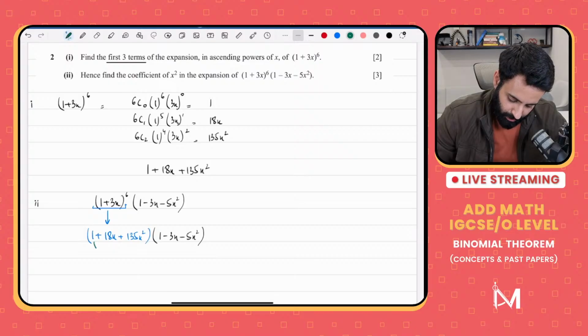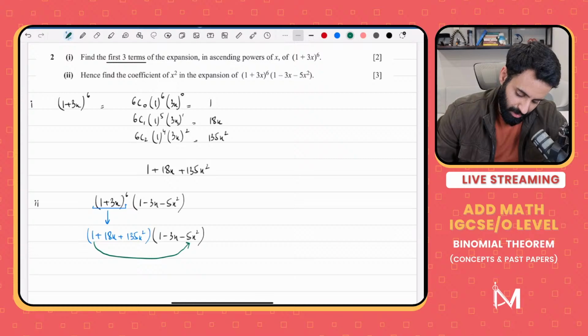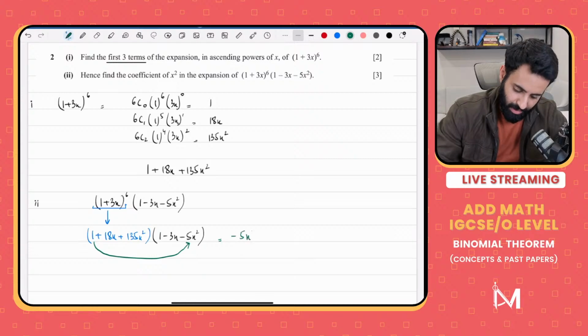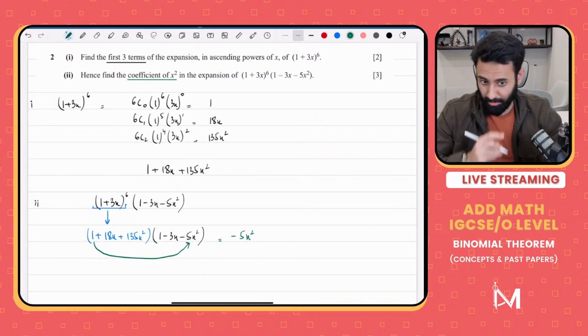So 1 is a constant. What should I multiply 1 with? I should multiply 1 with minus 5. So that will give me minus 5x squared. Keep your eyes on the prize. We want the coefficient of x squared.